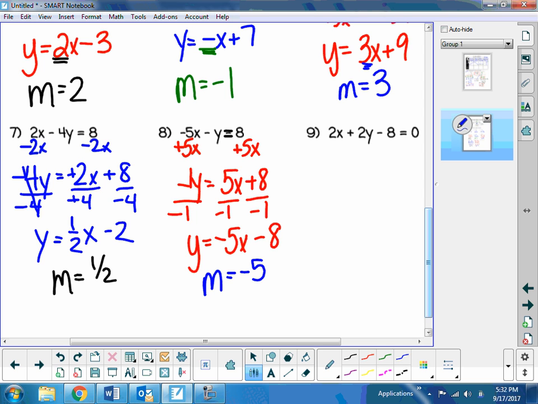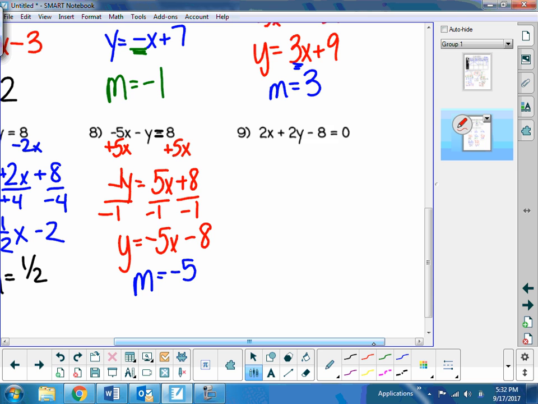Okay, last one. So this one says 2x plus 2y minus 8 equals 0. Okay, so I want to get y by itself. So first thing I want to get rid of, let's get rid of that negative 8. Let's add 8 to both sides. So I still have a 2x and a 2y equals a positive 8.